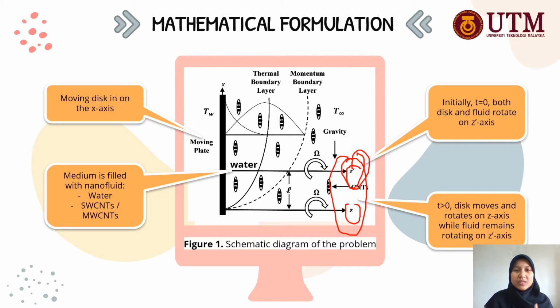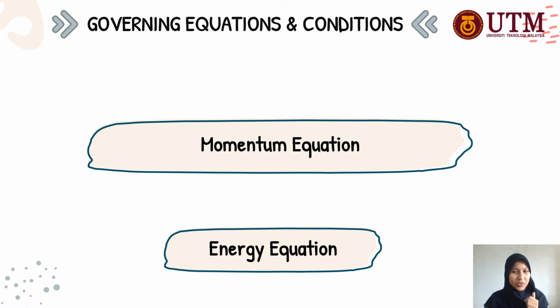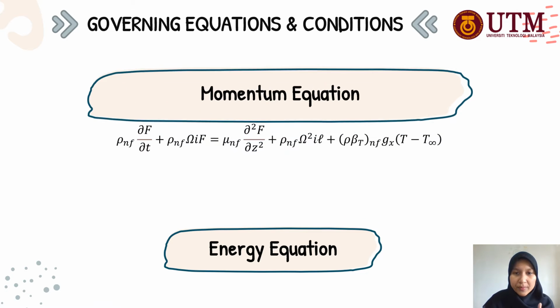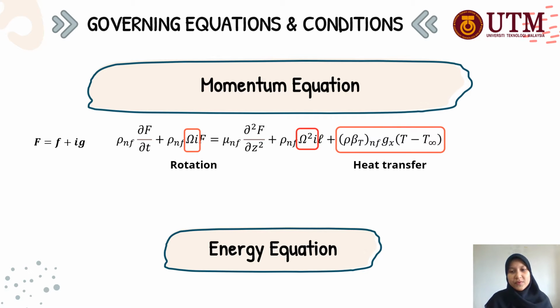Then we have the thermal boundary layer and momentum boundary layer, from which we come up with two governing equations: the momentum and energy equations. The momentum equation is formed like this. Here is the term that is considered the rotating term, and here is the heat transfer effect.